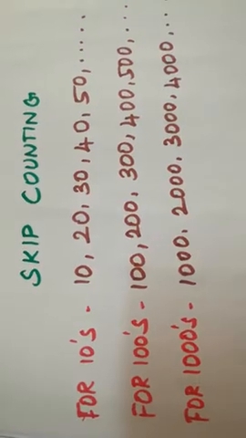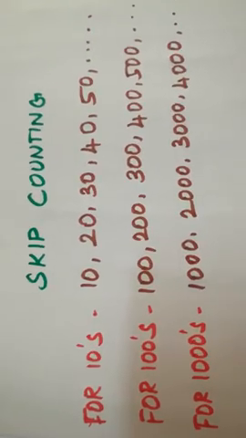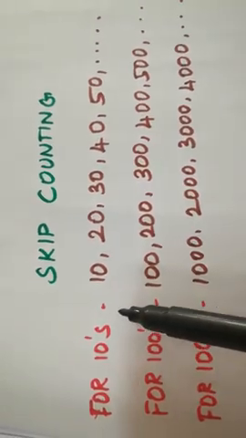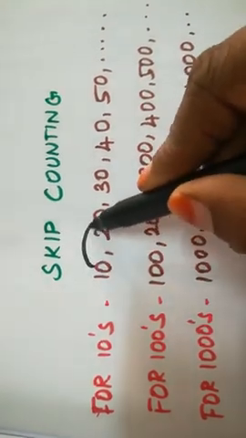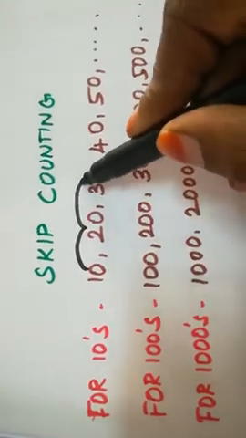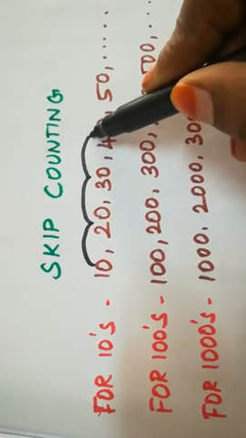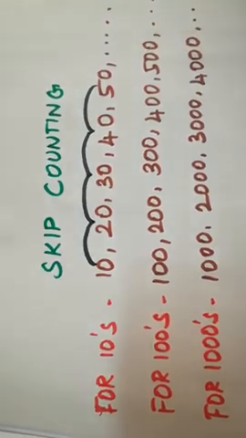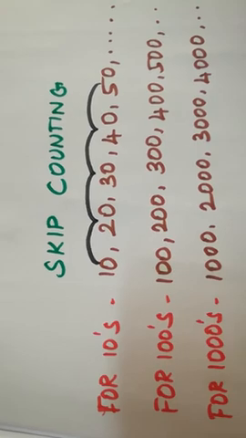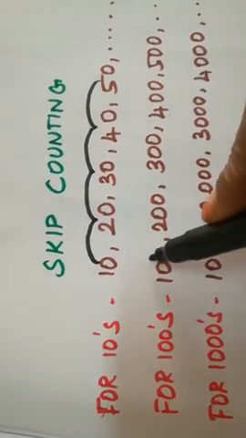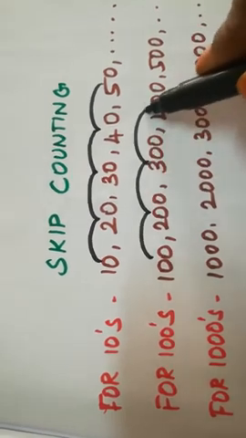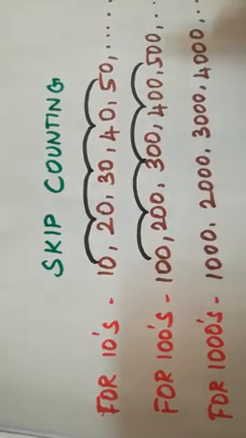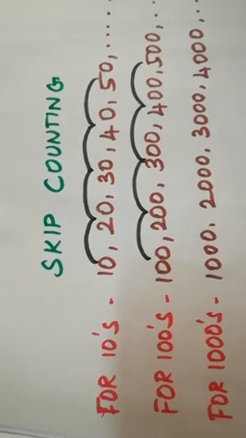Before going to the class, I am going to recall the skip counting method. For tens, how do we count? 10 to 20, 20 to 30, 30 to 40, 40 to 50. Like that we count tens. Then for hundreds, 100 to 200, 200 to 300, 300 to 400, 400 to 500. Like that it goes on.